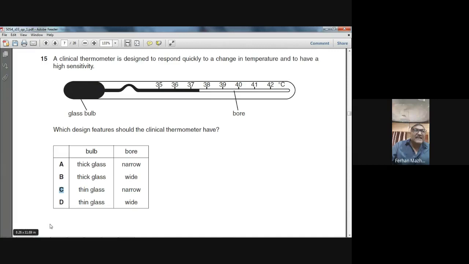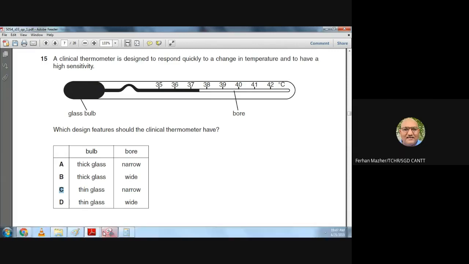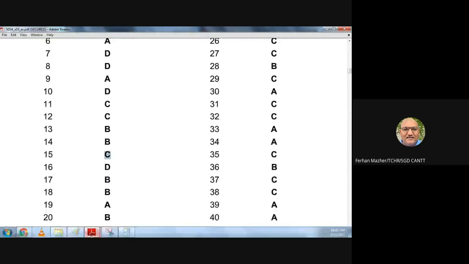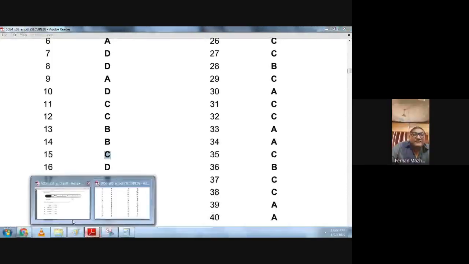So I think C is the right choice. Question number 15, C is the right choice. Let's check. Okay, so our answer is right. C is the choice.